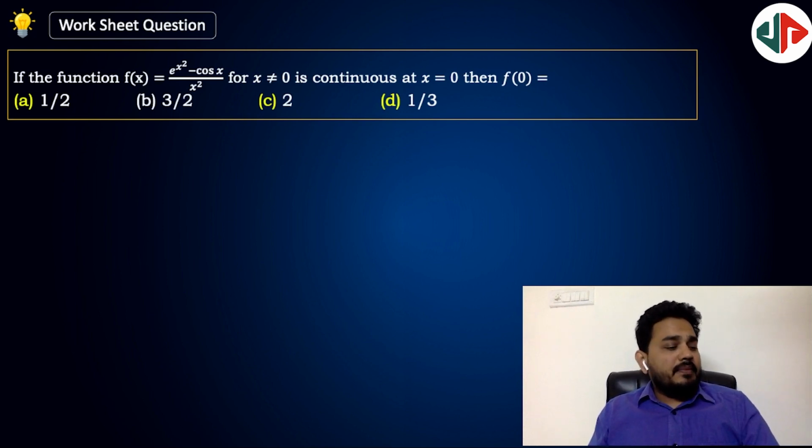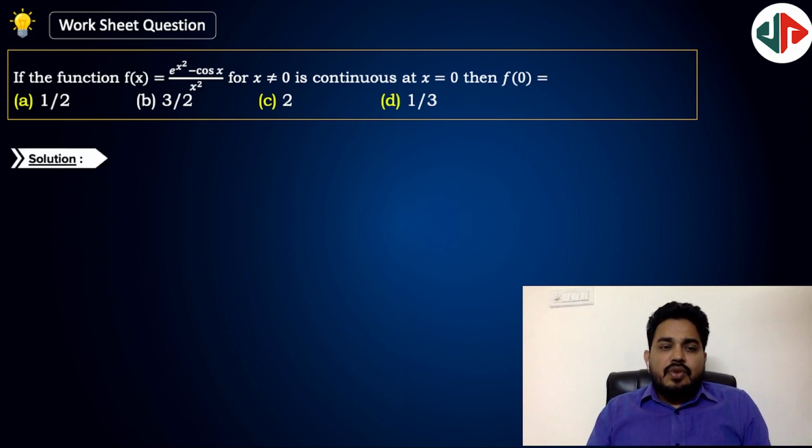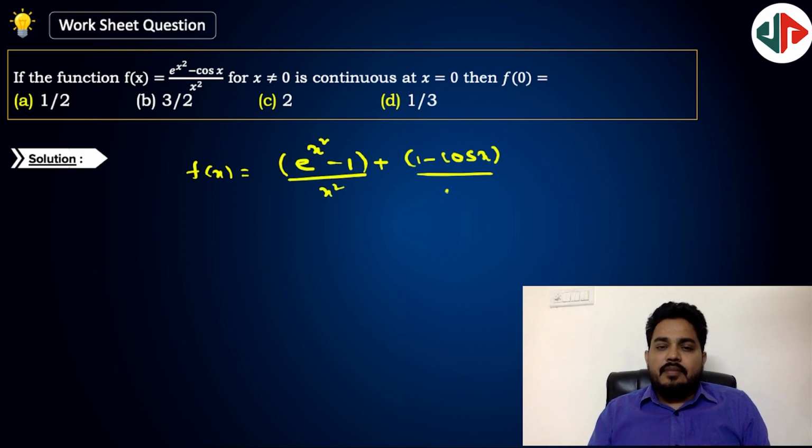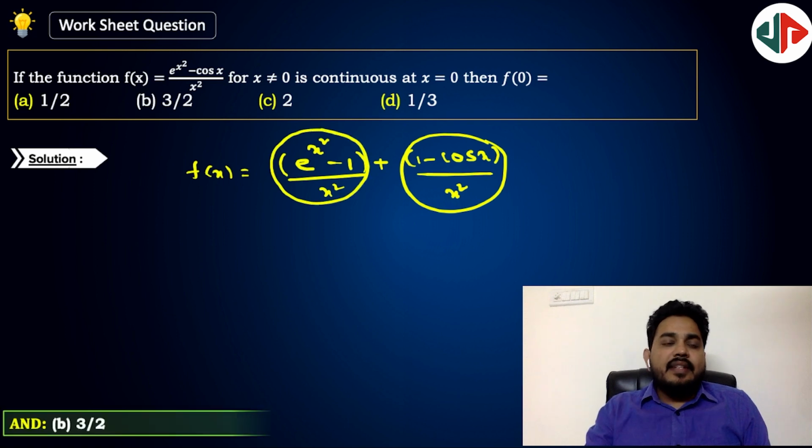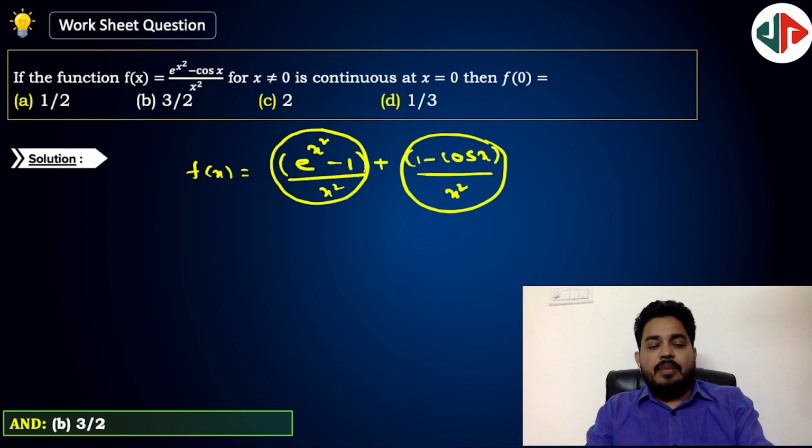If the function f of x is equal to so and so, then f of 0 is equal to. So what do you write? f of x is equal to, you write e power x square minus 1 plus 1 minus cos x. So you write here x square, you write here x square. Okay. So this value is equal to 1 by 2. This value is equal to 1. Hence the answer is 3 by 2.